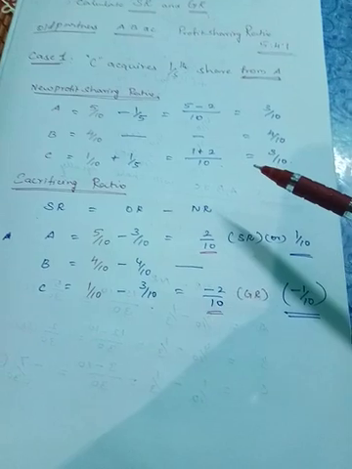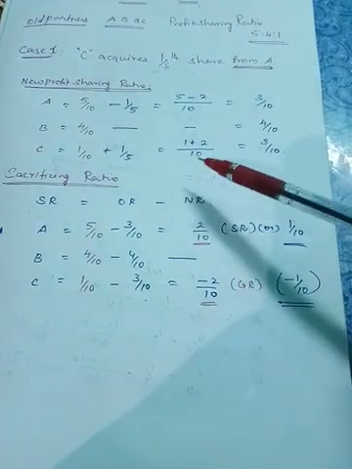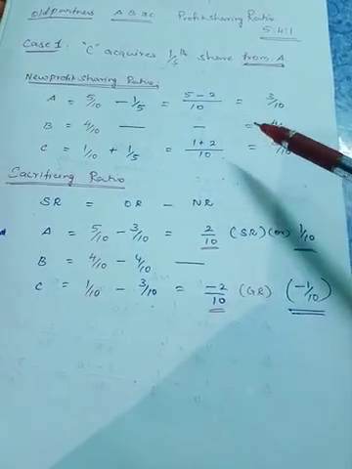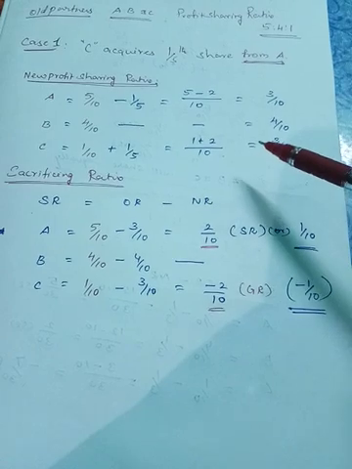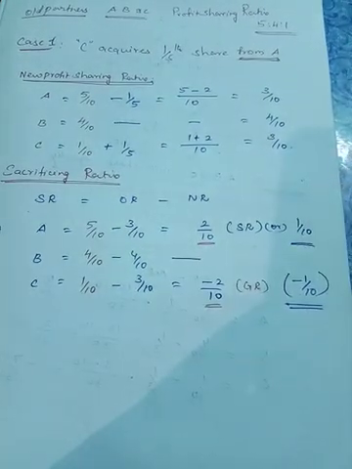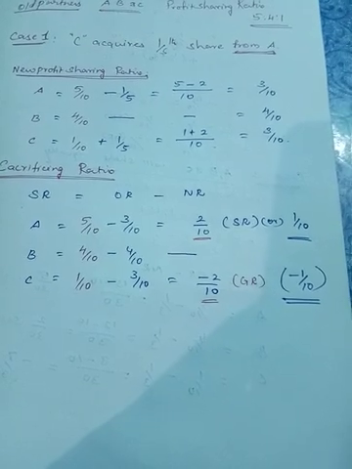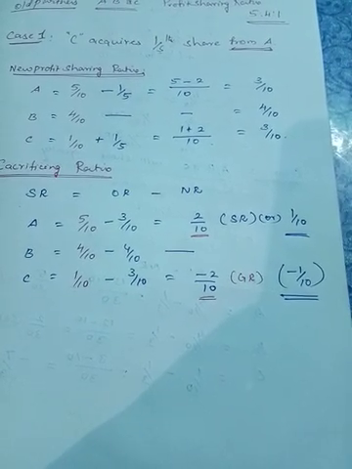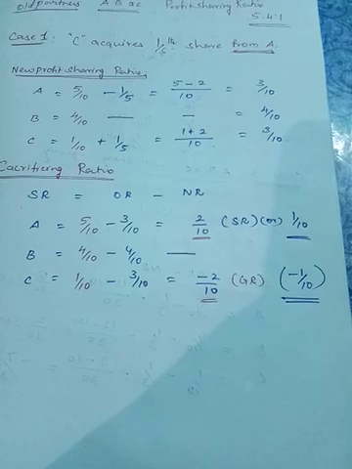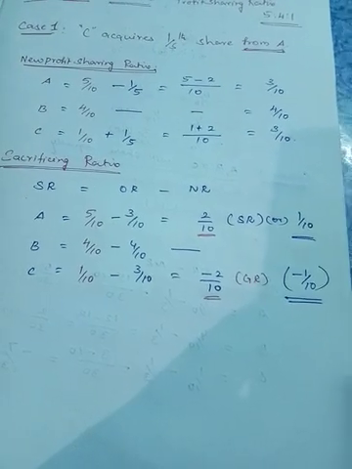Now you are going to find the sacrificing ratio. You know the sacrificing ratio formula very well. Sacrificing equals old ratio minus new ratio. That is the short form, a memory tip, I said SON, SON. So sacrificing equals old ratio minus new ratio.